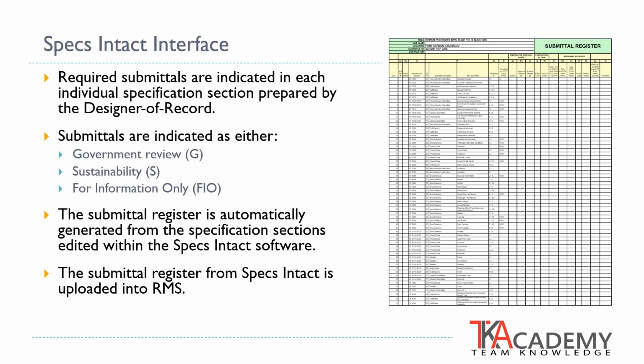The RMS system will also interface with the submittal register that is set up at the beginning of the project. The submittal register indicates all the required submittals designated from the individual specification sections, which are prepared by the designer of record. Submittals are indicated on the submittal register as either government review by the letter G, sustainability submittals, which are indicated by the letter S, or for information only, which is FIO.